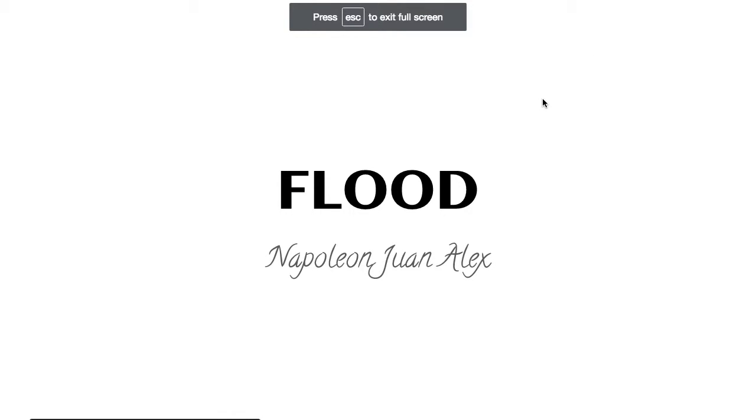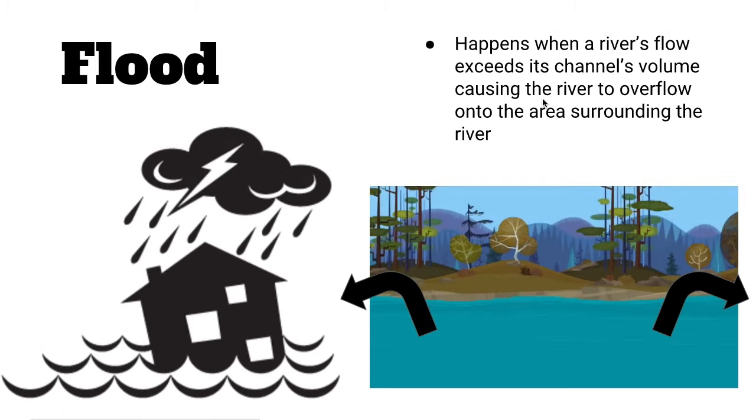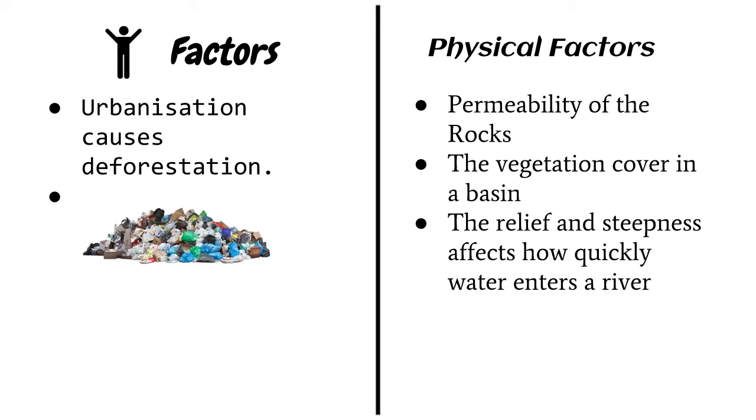Okay, hello guys. So today I'm gonna talk about the flood. The word flood describes when a river's flow exceeds its channel's volume, causing the river to overflow onto the area surrounding the river. There are two factors that affect the flood frequency: human factors and physical factors.